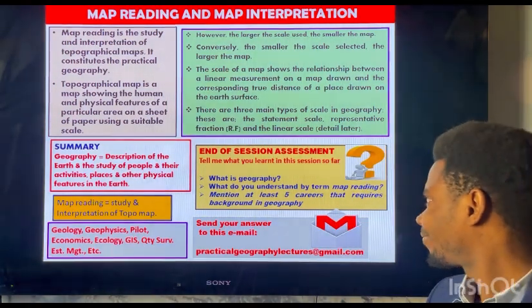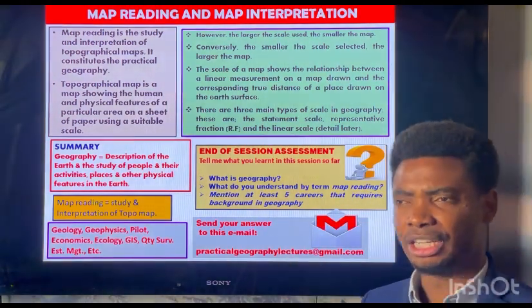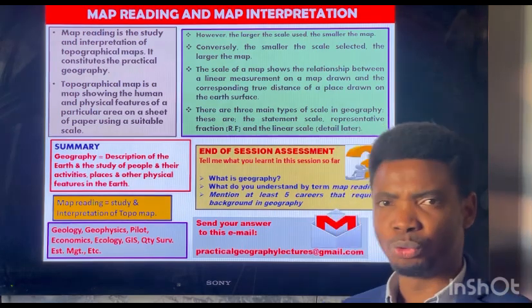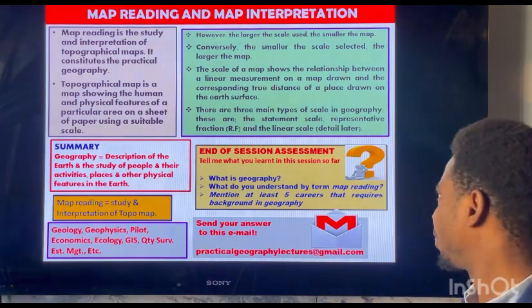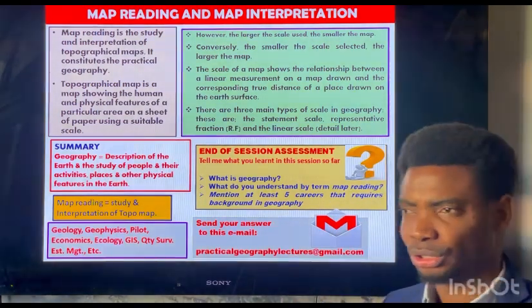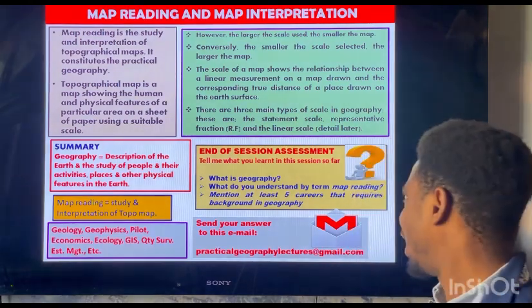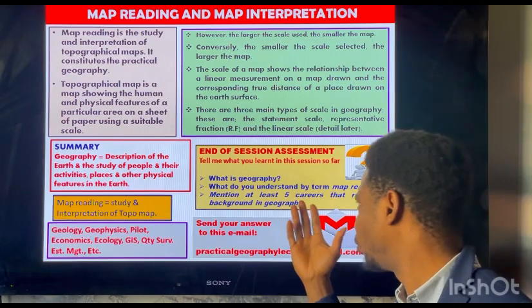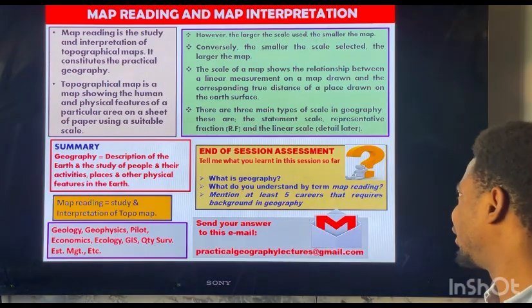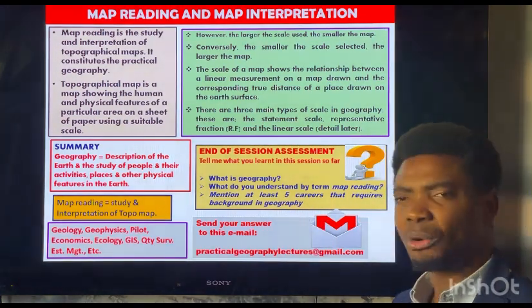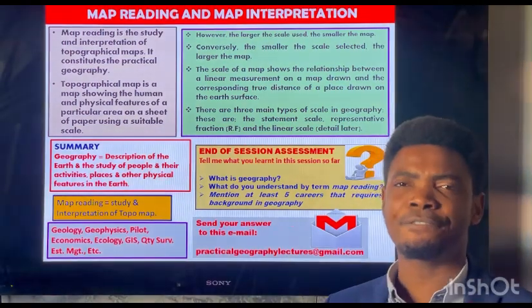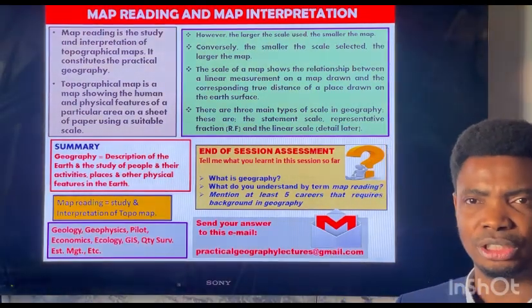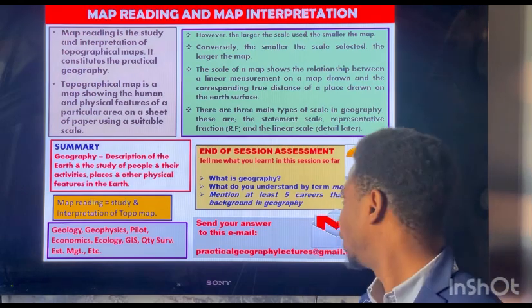So I have a little assessment for you which I would like you to attempt, which I called the end of session assessment. I want you to tell me what you have learned so far. Tell me what you understand by geography, what you understand by the term map reading, and then I want you to mention at least 5 career professions that have their background in geography.